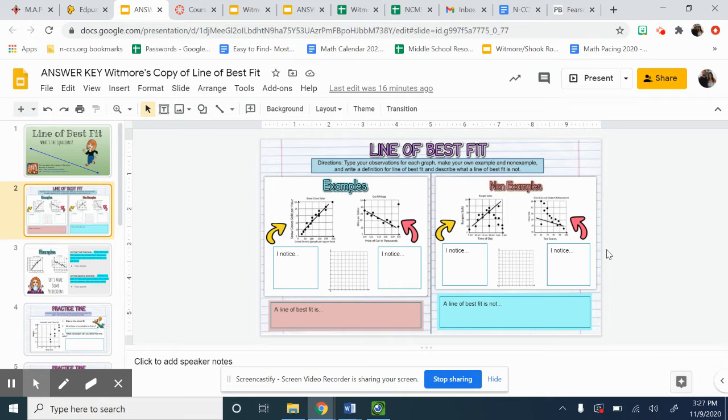So I'm going to have you fill in that slide completely on your own. Take what I've told you about line of best fit, what it is and isn't, for the two boxes at the bottom, and just tell me, what do you notice about each of those four scatter plots?